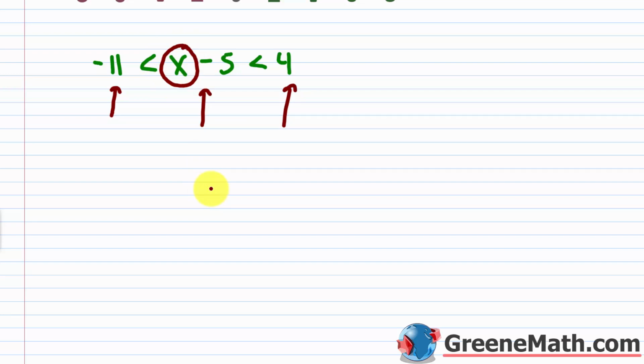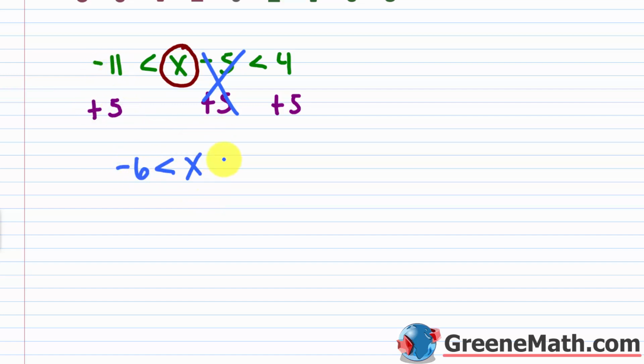And so what I want to do is add 5 to each part because I'm subtracting 5 away here in the middle. So if I add 5 in the middle, and then I add 5 on the right, and then I add 5 on the left, this negative 5 and this plus 5 here are going to cancel, right? Negative 5 plus 5 is 0. So we get x in the middle, and this is greater than negative 11 plus 5, which is negative 6. And it's less than 4 plus 5, which is 9.